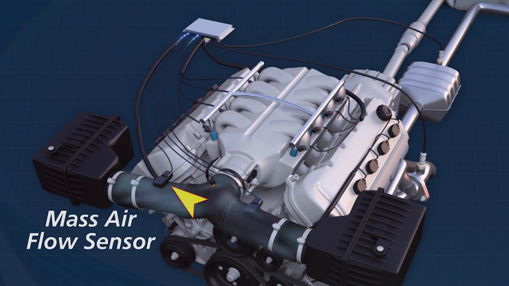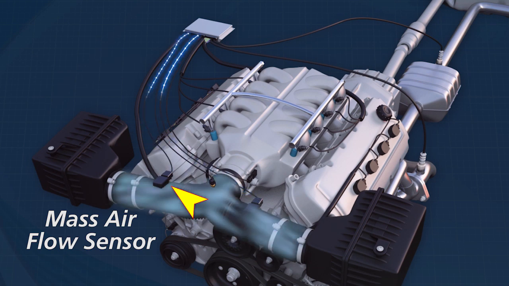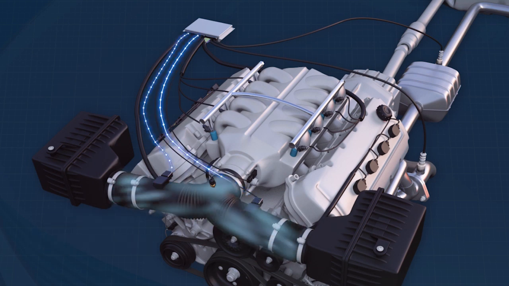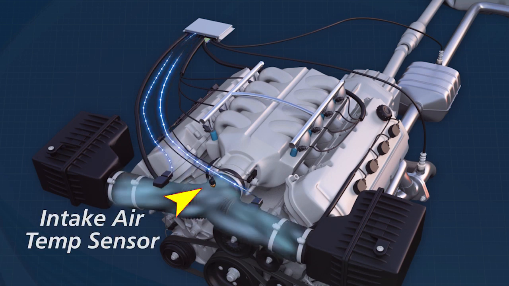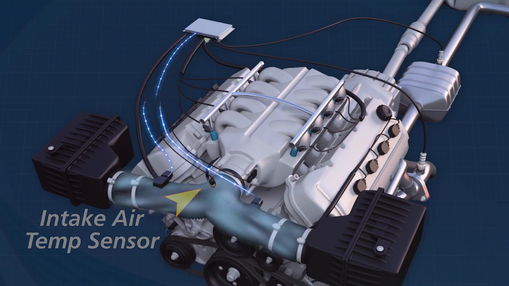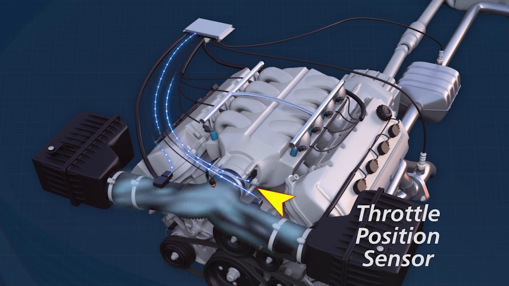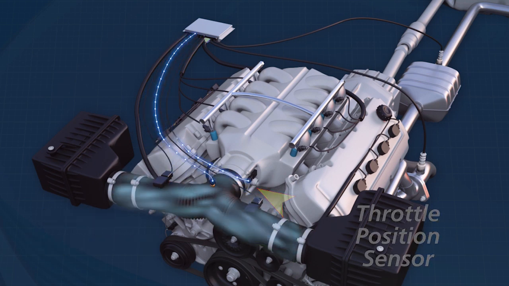The mass airflow sensor signals the computer about how much air is entering the engine at any time. The computer uses this primary sensor along with other sensors that measure intake air temperature, engine temperature, and driver demand to calculate the proper amount of fuel to inject.